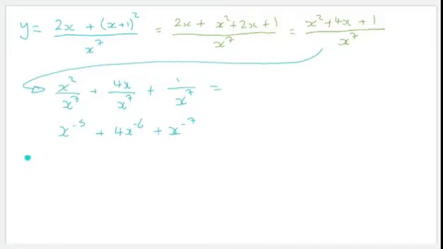And then now we can differentiate it calmly, and we'd say this becomes minus 5x to the power of minus 6 minus 24x to the power of minus 7 minus 7x to the power of minus 8.